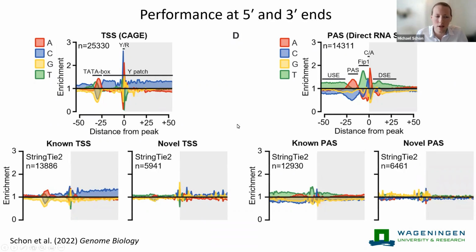Whereas if we look at another assembler, for example, StringTie 2, then the nucleotide preference around these sites is essentially incoherent. It looks as if novel 5' and 3' ends are largely artifactual in other assemblers.